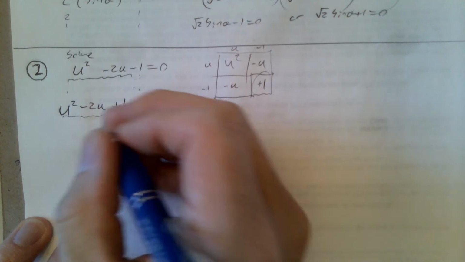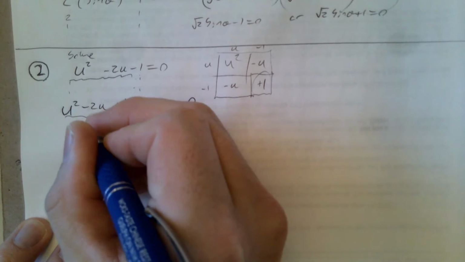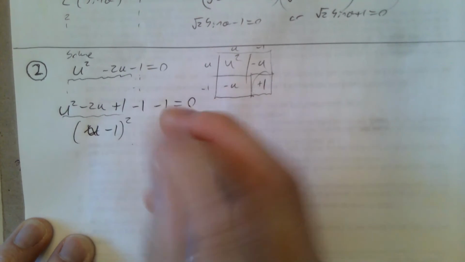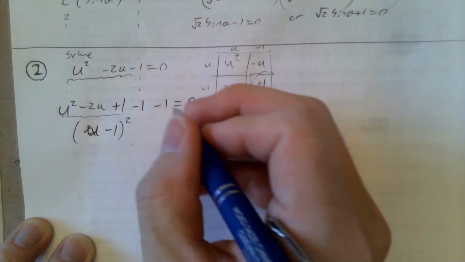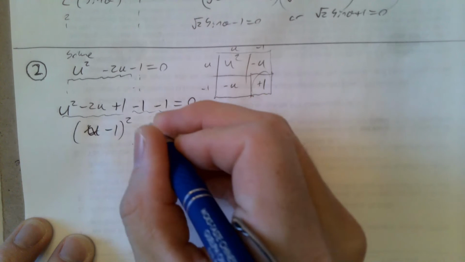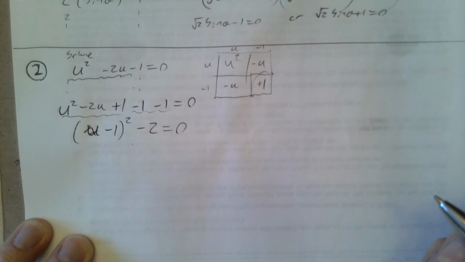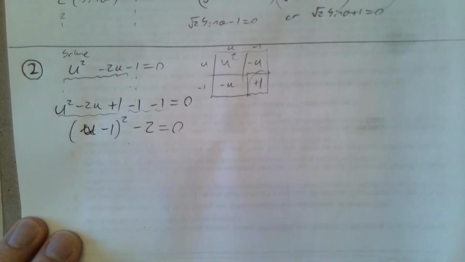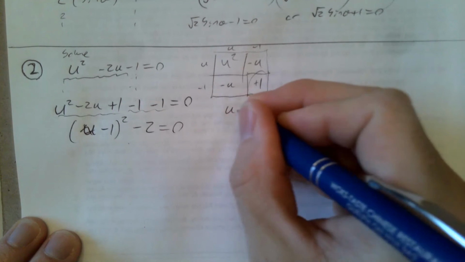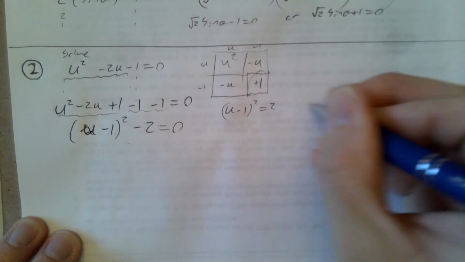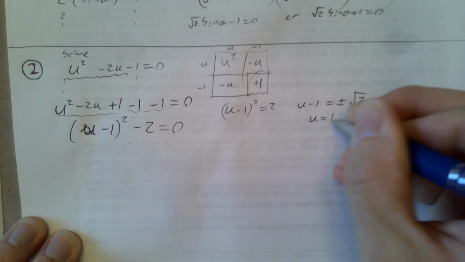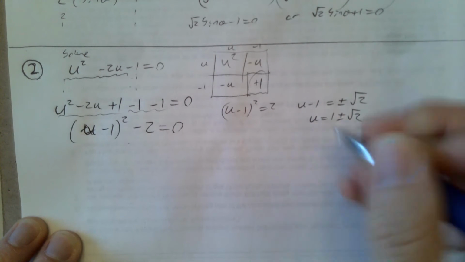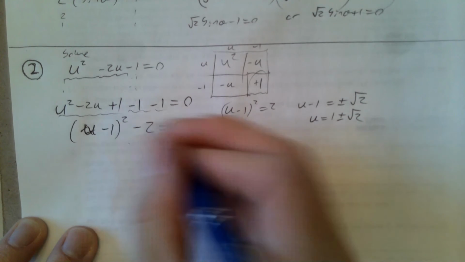Then I factor this as a perfect square. Whoops, that's a u minus 1 squared, like I knew it was going to be from my diagram. And I might as well collect this -1 minus 1 down to -2 equals 0. And from here, I have the choice of solving by isolation, u minus 1 all squared equaling 2, u minus 1 equaling plus or minus the square root of 2, and u equaling 1 plus or minus the square root of 2. Or solving by factoring as a difference of squares.